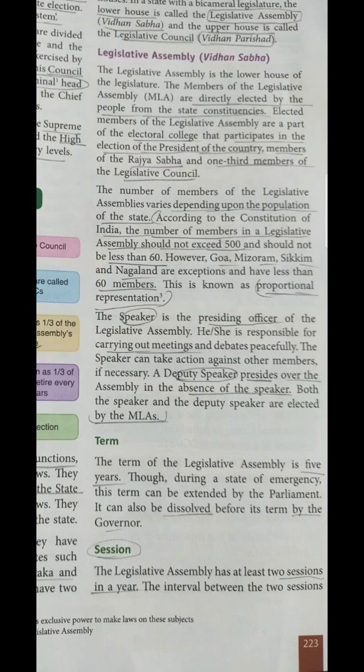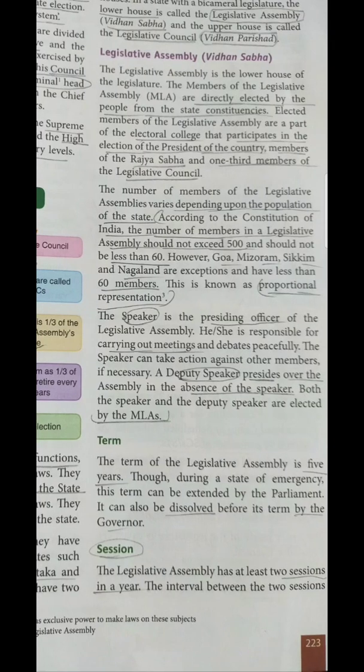So moving further, in the absence of the Speaker, we have a Deputy Speaker who presides over the assembly. Okay, only in the absence of the Speaker. If the Speaker is there, then no Deputy Speaker is essential, because the Speaker is there to handle everything. But if the Speaker is not present, then only the Deputy Speaker handles the whole functioning of the legislative assembly.